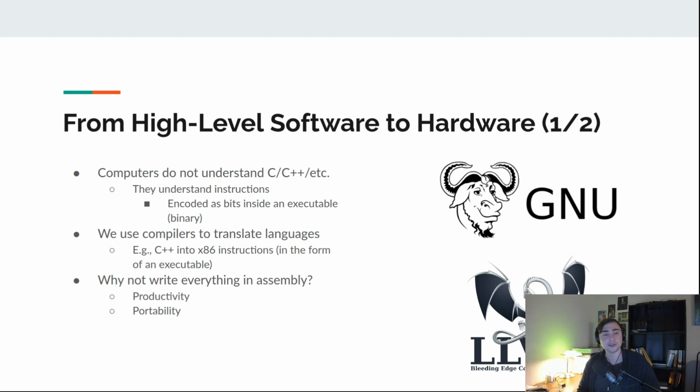And we use the system software like compilers to translate from one language to another. So as an example, we'll use a compiler to translate our high-level C++ programs into the x86 instructions in the form of an executable that will actually run on our processor. Now this brings up perhaps the obvious idea of why not write everything in assembly, right? If that's what's getting translated directly into ones and zeros and then running on the processor, why not just do everything in assembly? And the two main motivations for not doing this is namely productivity and portability.